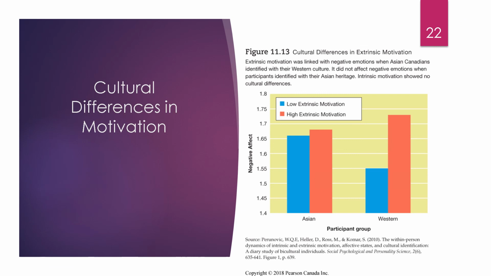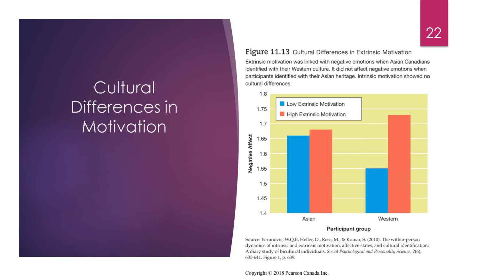Here's a little diagram that shows you the results of the study we were just talking about. This is showing the level of negative affect. Overall, it seems like the Asian participant group had a bit higher negative affect in general, but they didn't really differ much in terms of the low or high extrinsic motivation categories. Whereas if you look at the Western participant group, when they had low extrinsic motivation, they were far less negative than when they were subjected to high extrinsic motivation.